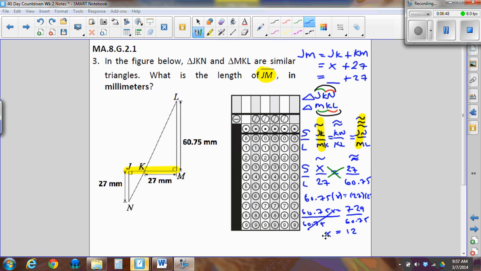We already knew before that we're going to have to take this x and plug it back into the original equation. So if JM is x plus 27 and x is 12, then you should get 12 plus 27, and that is equal to 39. So I hope that clears up any misperceptions that we have. This problem, again, with enough experience, you'll get to a point where it'll be easy. So let's get it done.